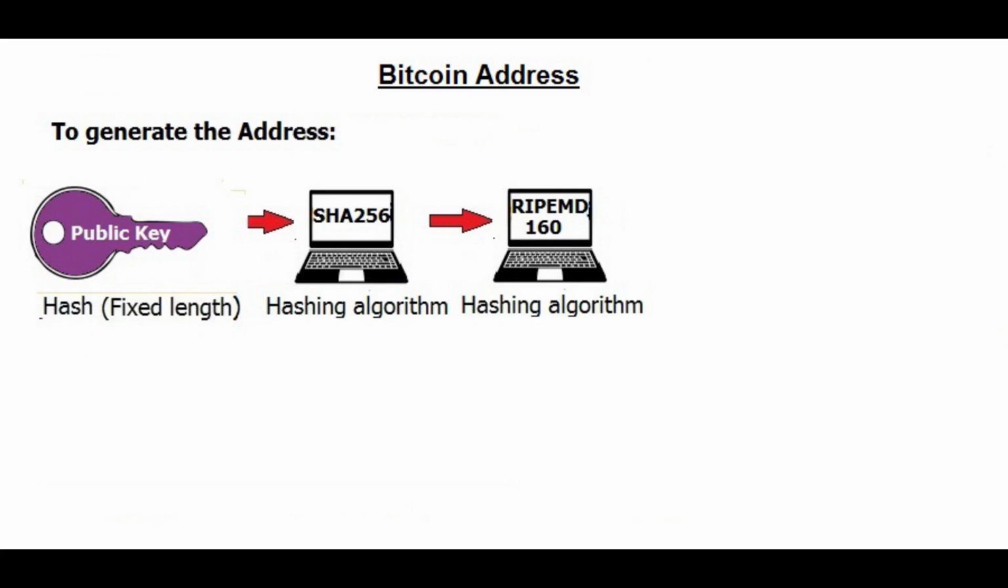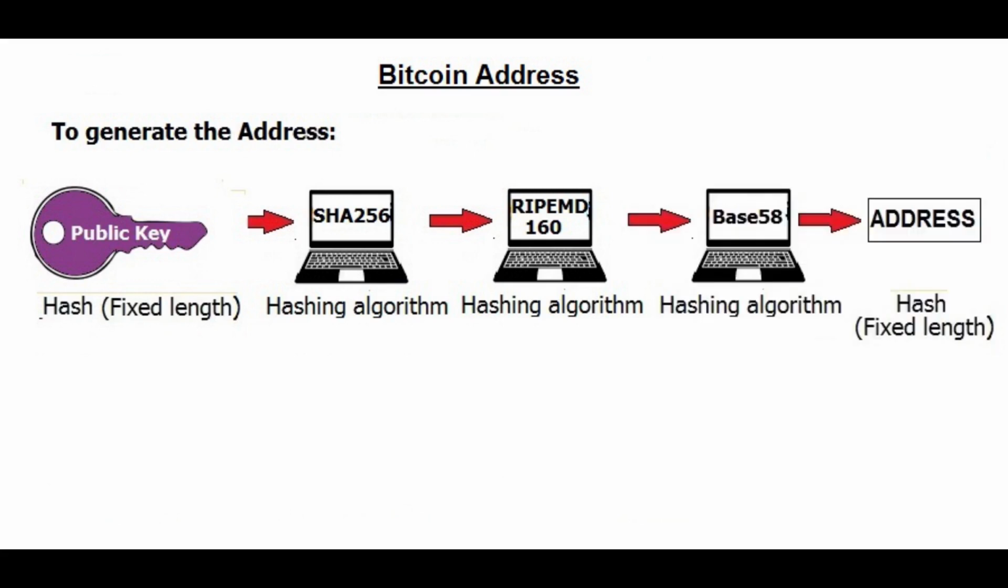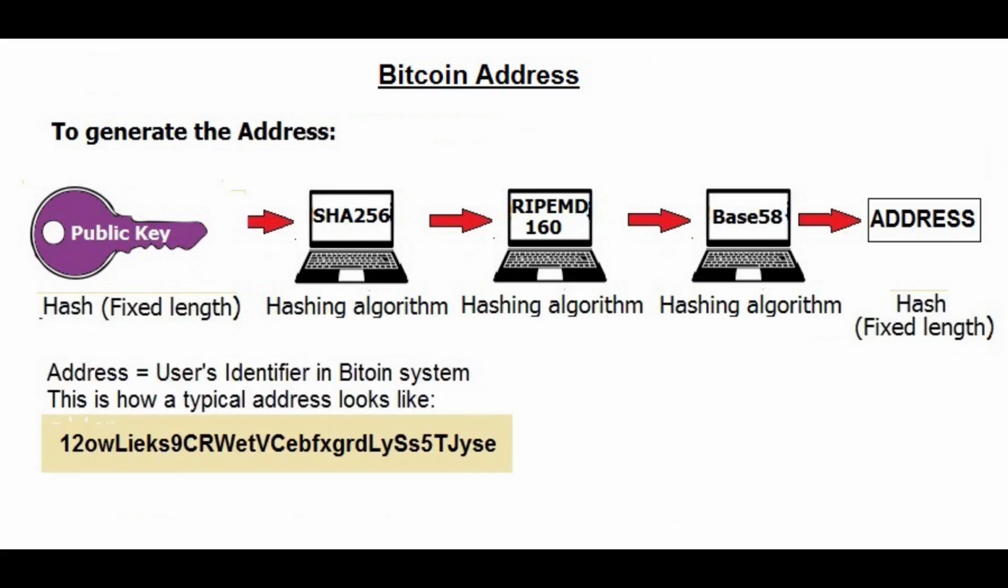In order to make it more user-readable, it is further hashed by algorithm Base58, which generates a 34 alphanumeric code. Base58 also encodes some checksum functions to detect input errors. What is the purpose of the Bitcoin address?